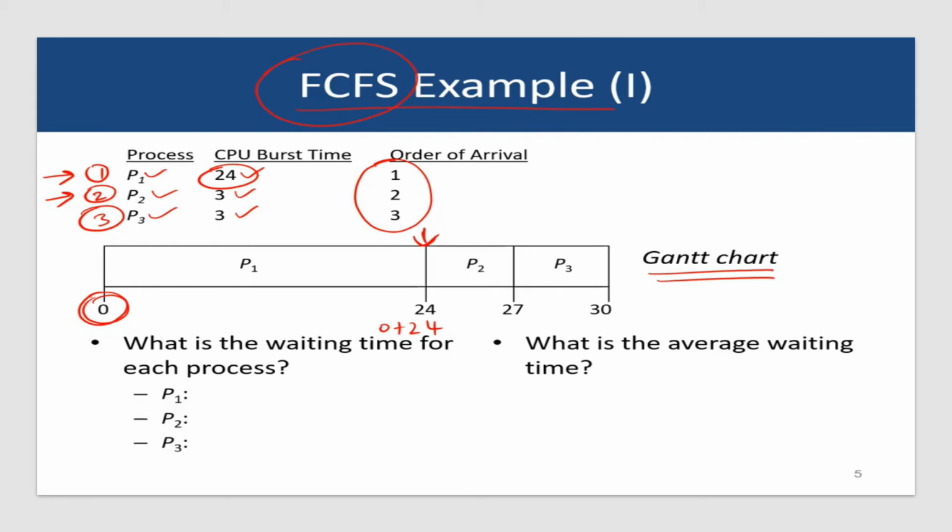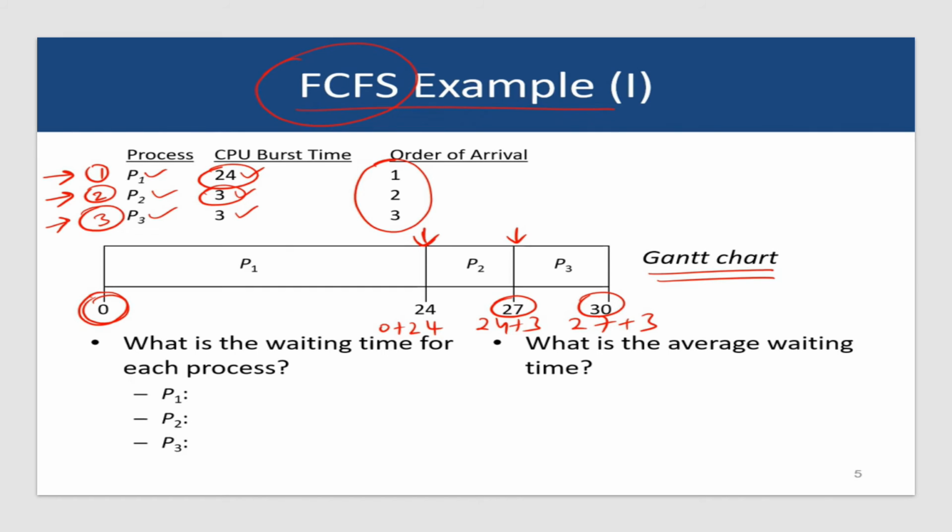So P2 will start at time 24, and because P2 requires 3 milliseconds, it would run until 24 plus 3, 27 milliseconds or 27 time units. And finally, when P2 terminates at 27 time units, we'll let the last process P3 execute. P3 will start at 27 and require 3 milliseconds, so it will finish at 27 plus 3, 30 milliseconds. So this is how the schedule for this FCFS algorithm is computed.